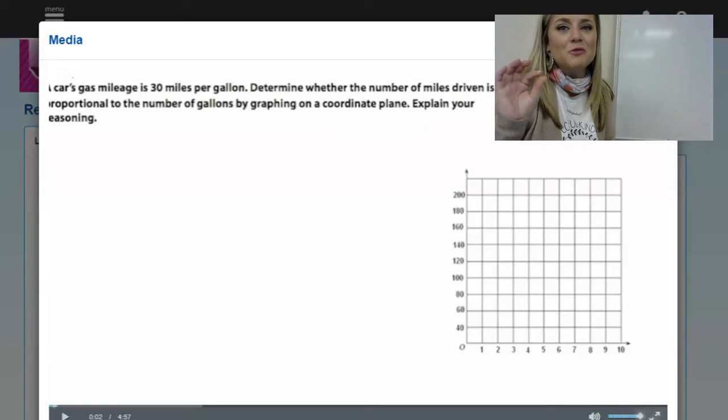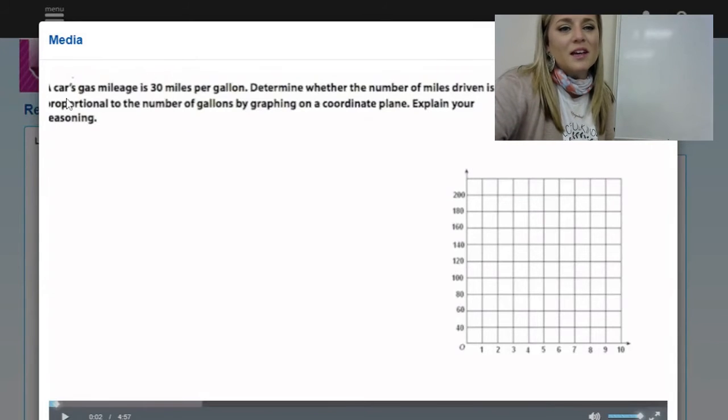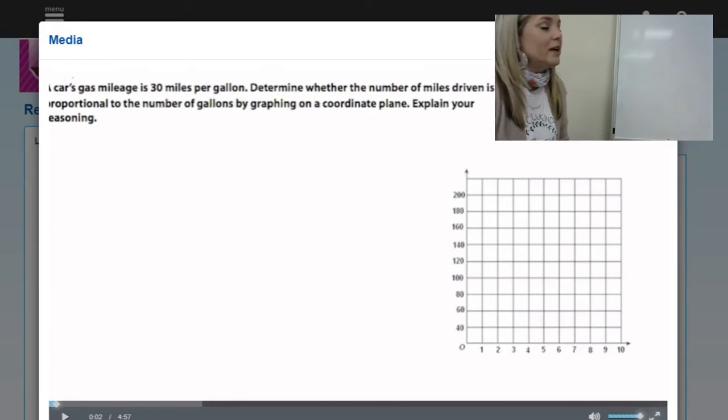All right, guys. So what I want to do is I want to read this question right here. It says a car's gas mileage is 30 miles per gallon. Determine whether the number of miles driven is proportional to the number of gallons by graphing on a coordinate plane. Explain your reasoning. All right, so what we need to do first is we need to make a table.